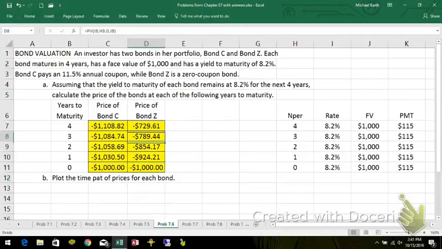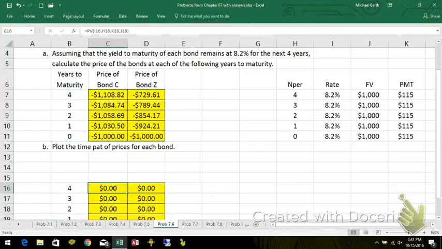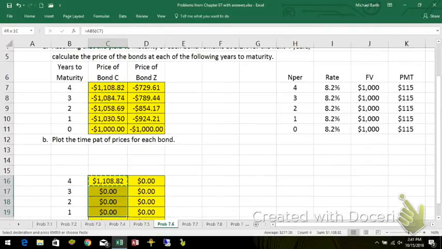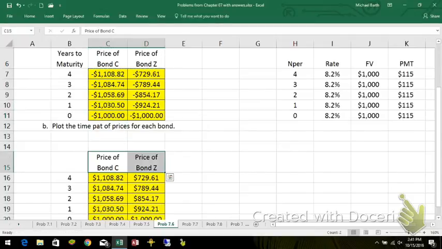Okay? So part B is plot the price of each of these bonds over time. Okay? Now, it gets ugly when you plot negative numbers on here, so I'm just going to convert this to positive numbers so it'll show up better in the plot.